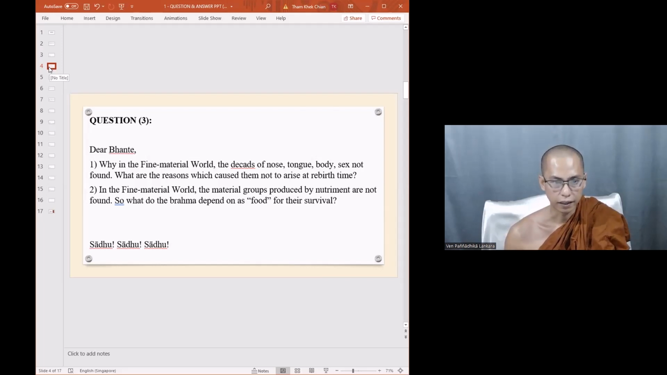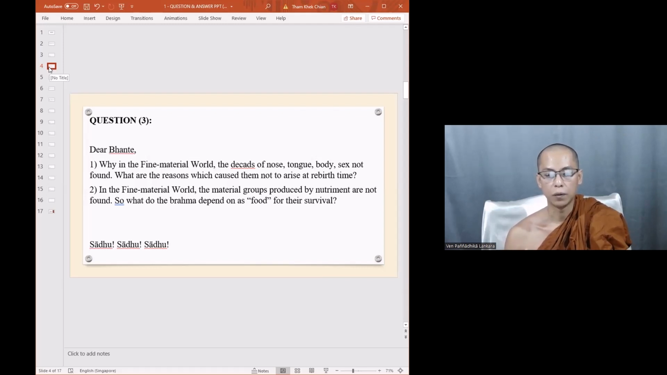Okay. Then the second question is, in the five material worlds, the material groups produced by nutriment are not found. So what do the Brahmas depend on as food for their survival? Okay. They don't need to eat any food as material food. And they survive by the other nutriment.